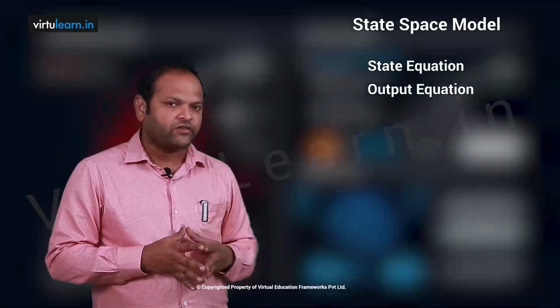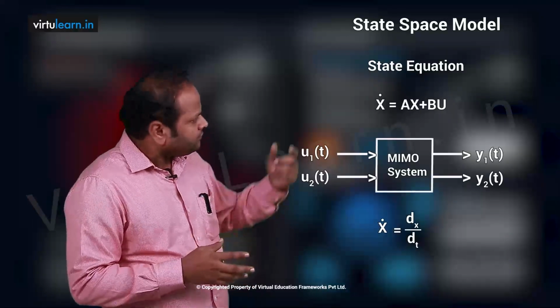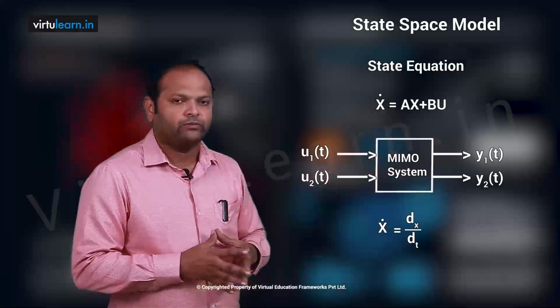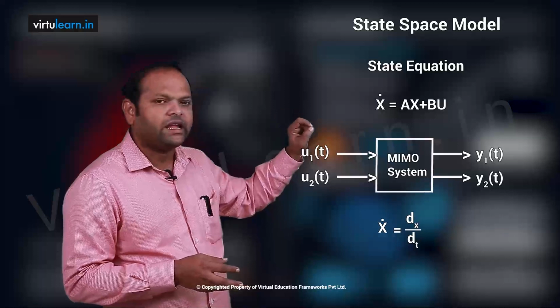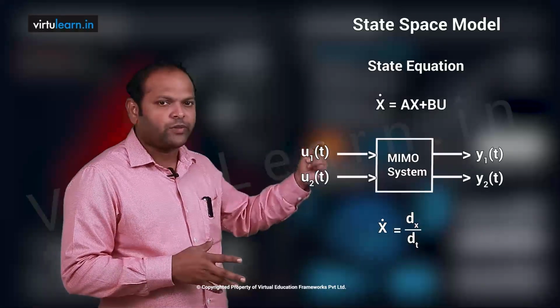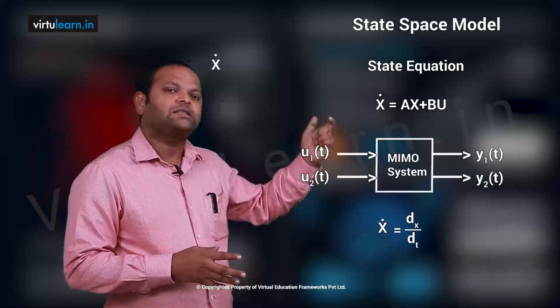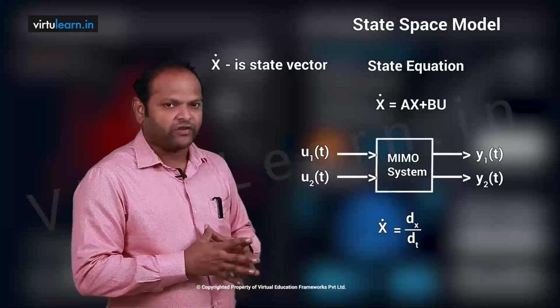Let us look at the first equation, which is the state equation. How can you write the equation? X dot is equal to AX plus BU. This dot indicates the first derivative. X dot means dx by dt. Now this x dot is a derivative of the state vector.